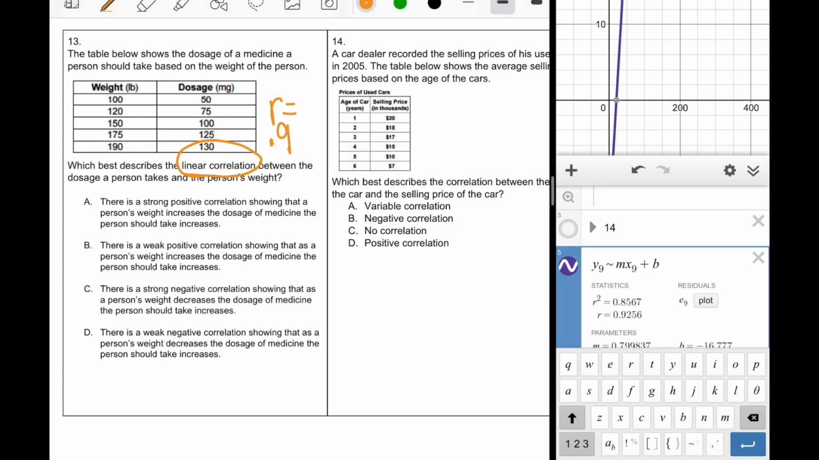So we have 0.956. Now this means that it's going to be positive. So if I look at my answer choices here, I'm going to highlight the notations. We want it to be positive, so we can get rid of C and D, but it's also going to be strong because it's closer to 1. So the answer is A.